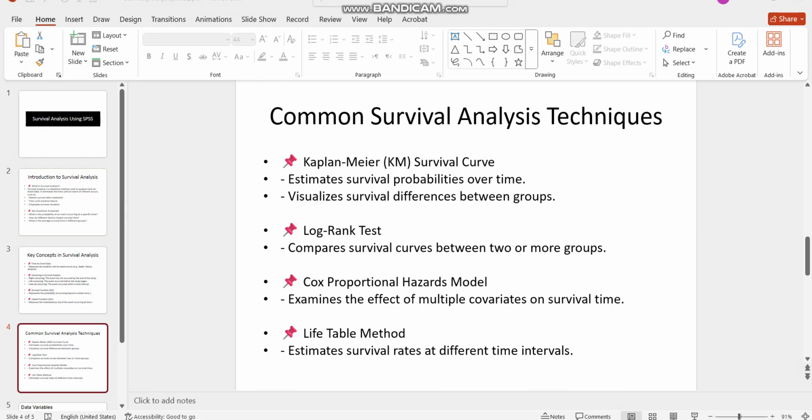In our lesson today, we will explain the Kaplan-Meier survival curve. We will perform this in SPSS. We will estimate the survival probability over time. We will make a visual representation of the survival rate, and we will use the log rank test to compare if these two curves, indicating two treatments, have a significant difference between them. For later analysis, not for today, we will perform Cox proportional hazards model and life table method.